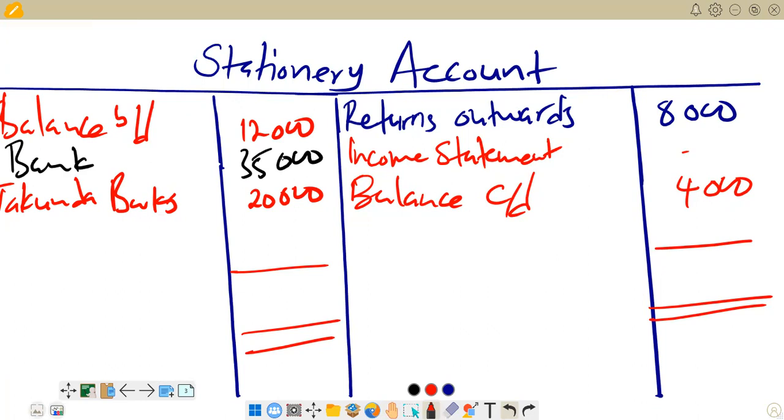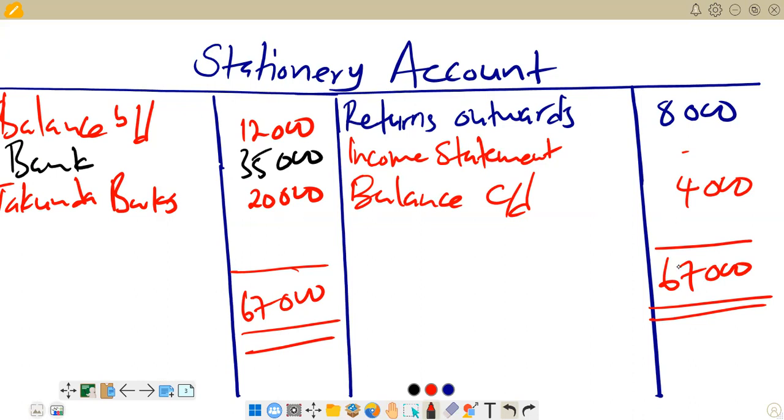If we add, obviously the debit is going to be greater than the credit. So we add the total of the debit there. Here we add 12 plus 35, and then we also have 20. We are going to get 67. So 67,000 will come here, and then it will come again here between the double lines.